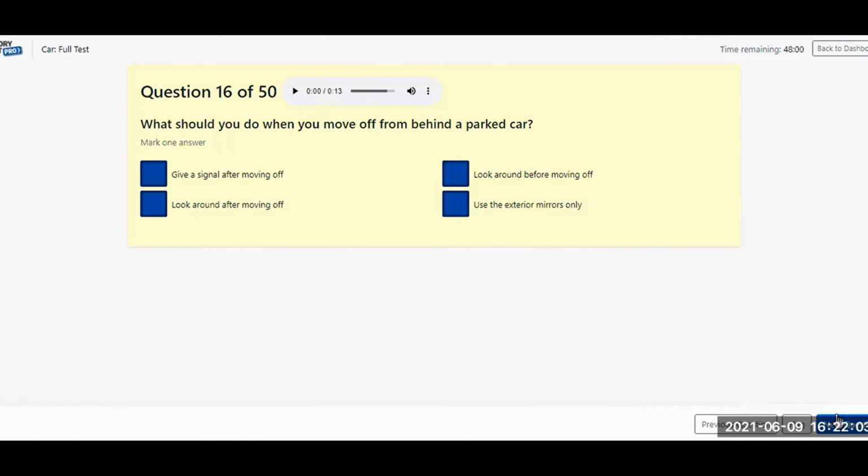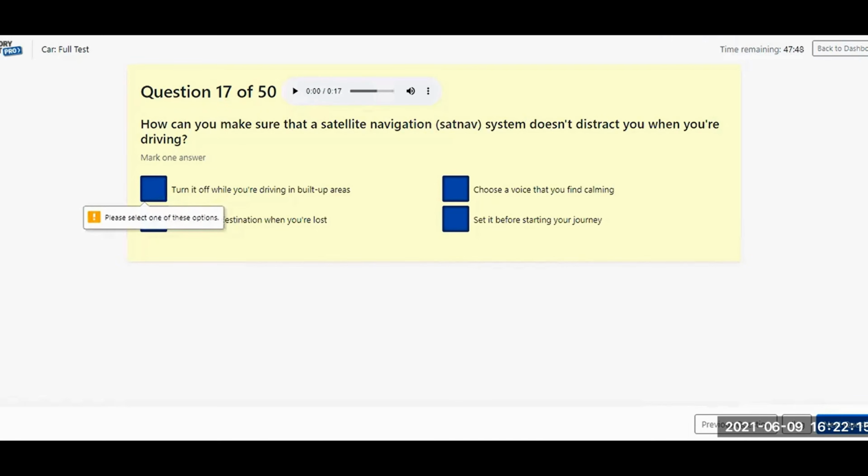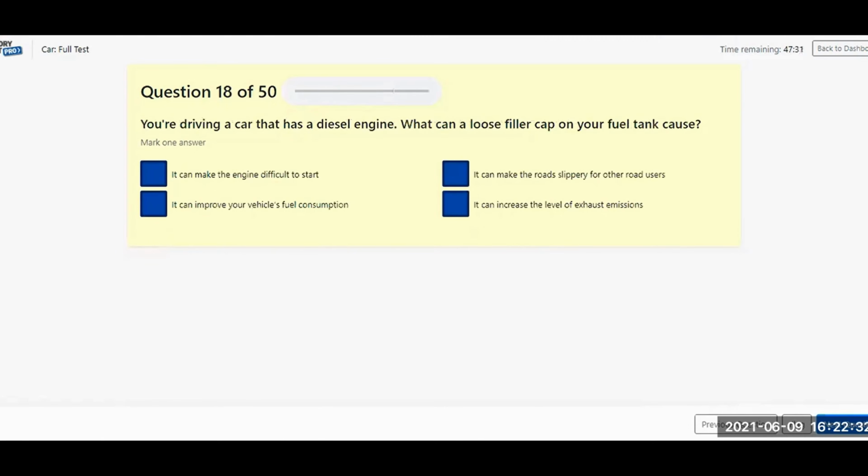What should you do when you move off from behind a parked car? Again, this is like moving at an angle. So look around before moving off. Like check your blind spot before you move off. How can you make sure that a satellite navigation sat-nav system does not distract you when you are driving? You always need to set it before your journey, so you don't need to operate it while you're driving. You don't touch your phone, you don't touch your sat-nav while you're driving.